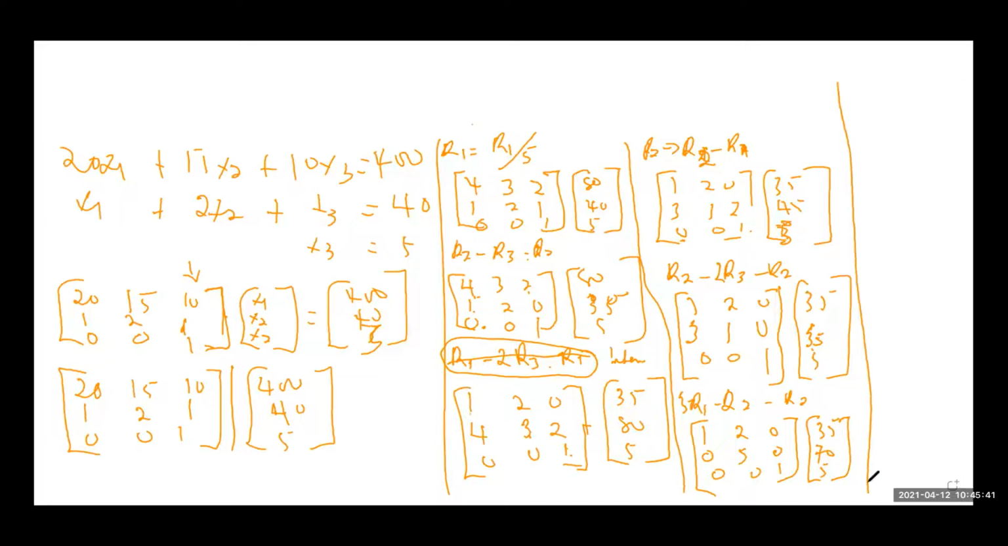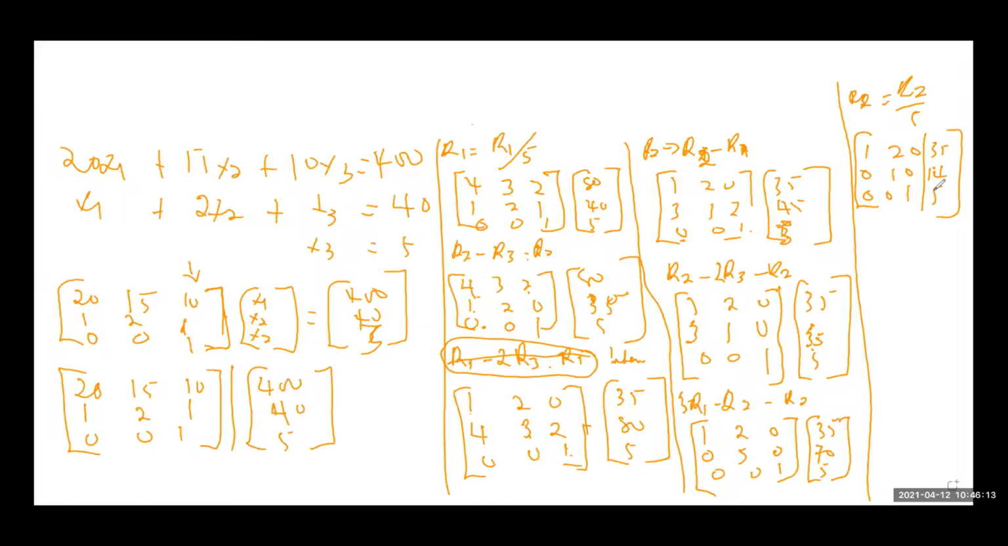Next thing to do, if we have this, all we can do is to work on row 2 and say row 2 divided by 5. So this will be 1, 2, 0. I have here 35. This should be 0, 1, 0. 70 divided by 5 should give me 14. Then I have 0, 0, 1. Then I have here 5.